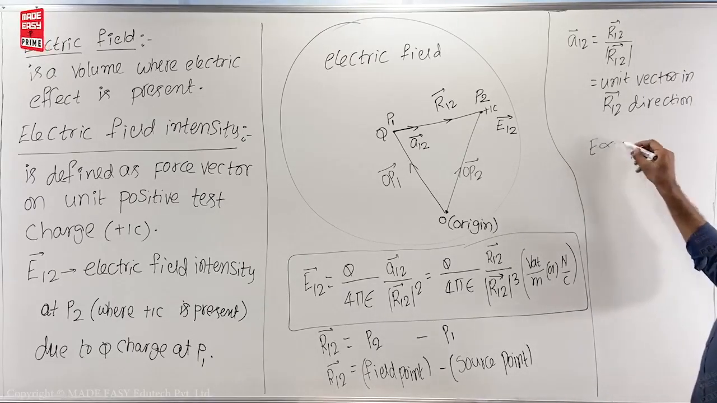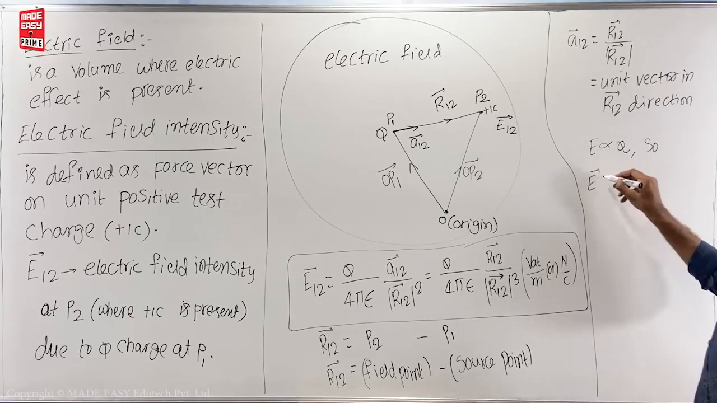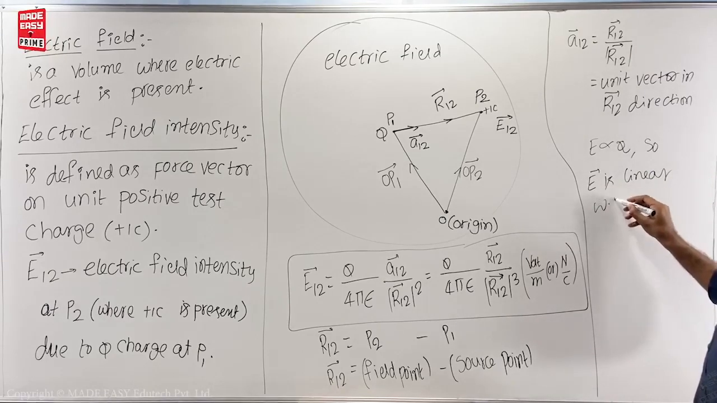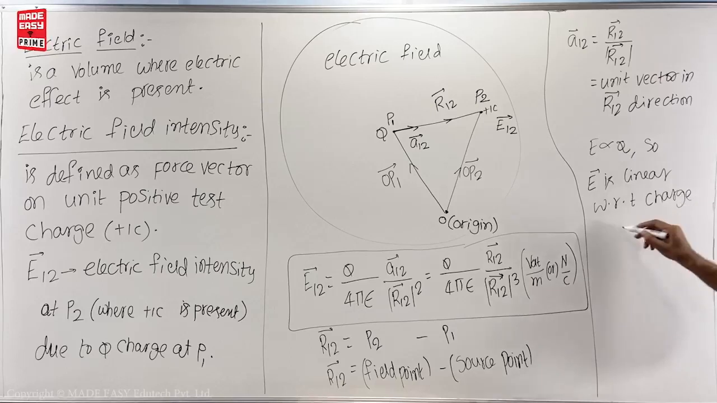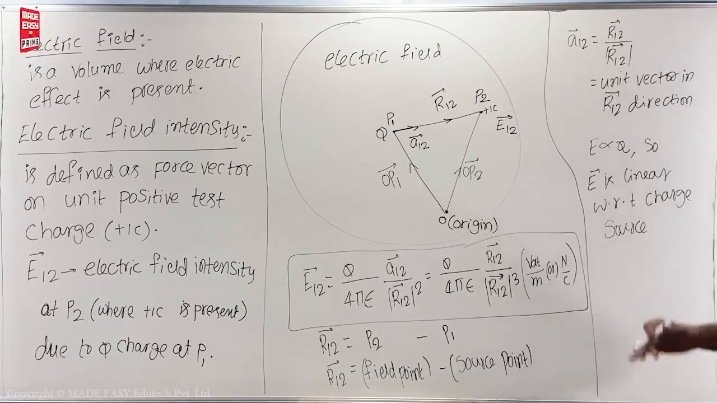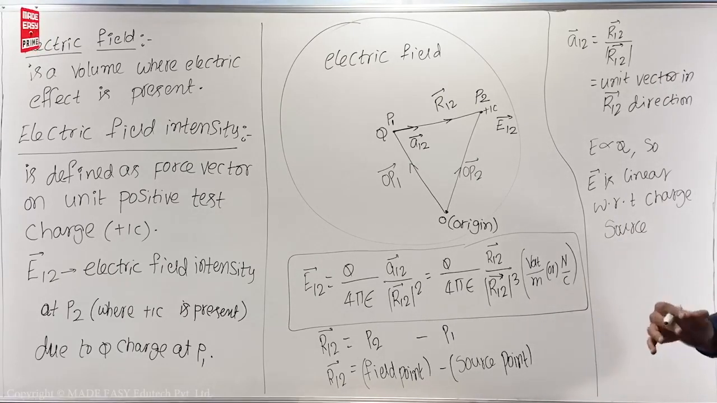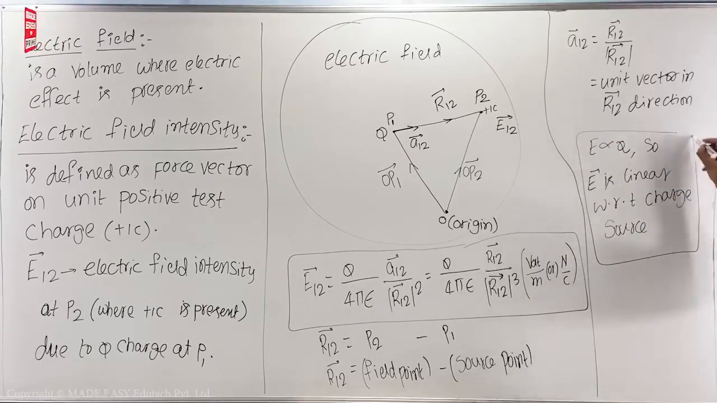E is proportional to Q. So E bar is linear with respect to charge source. That means if two or more sources are there, then if you want electric field intensity, find electric field intensity due to single source, then add, you get total electric field intensity. So I told you already, in our subject all formulas are linear.